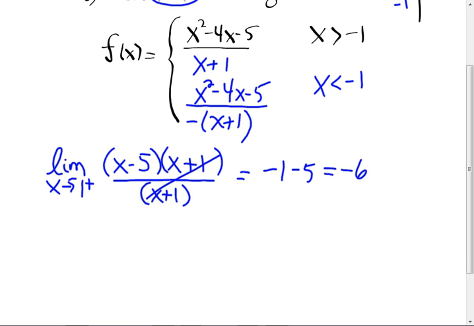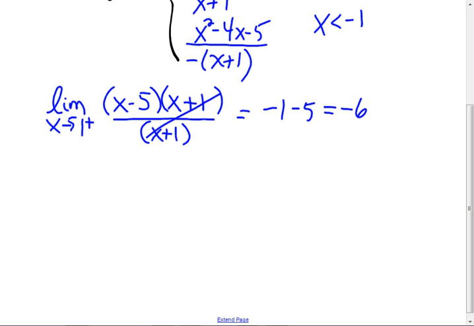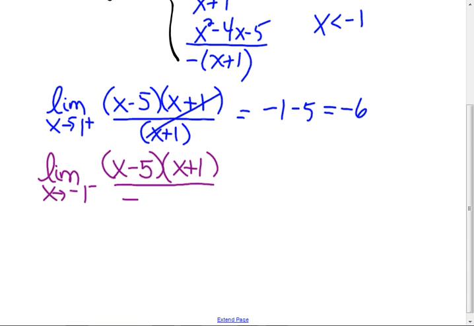What if I go from the left? I'll use the other formula. So it's the limit as x approaches negative 1 from the left. I get all confused with those signs, so you have to slow down and read it. Same factoring, because that didn't change, but the denominator is minus this. The x plus 1s are going to cancel, and you put in a negative 1, but you have a negative in the denominator. So it's negative 1 minus 5 over a negative 1, which is equal to positive 6.